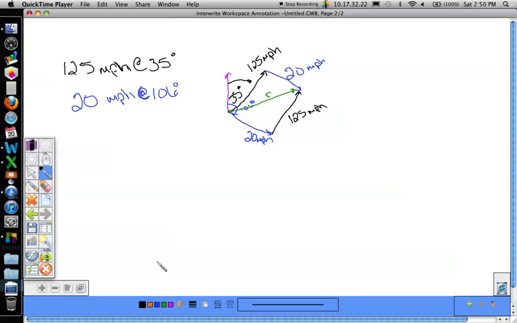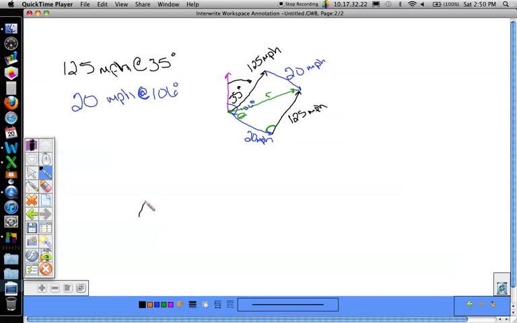The next thing we need to do is find this angle right down here. Theta is always going to be at the tail of the resultant, no matter which method we use. So that's theta right down in this corner. We're going to need this angle so we can use the law of cosines, because we have two sides, and we need the angle in between those two sides. That's going to be back at this corner over here.